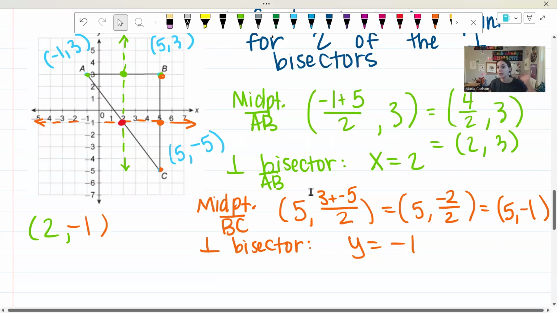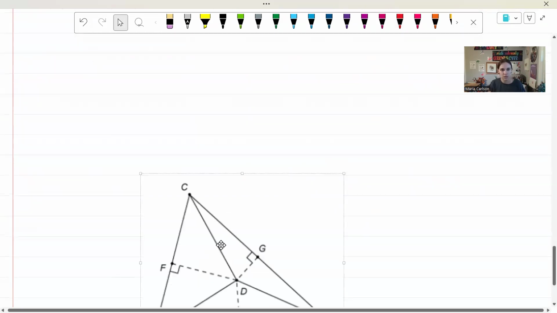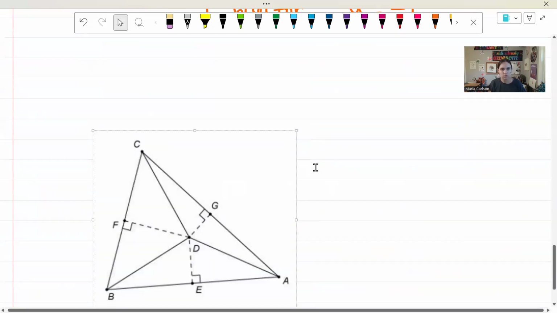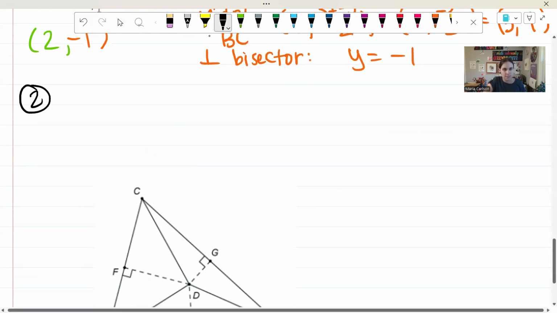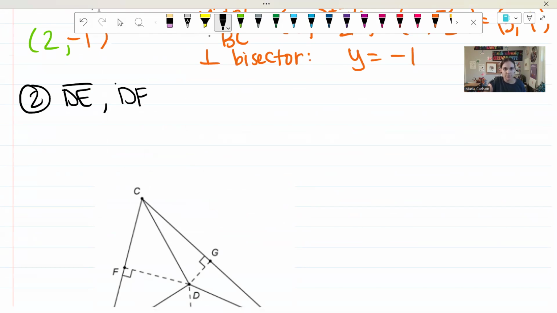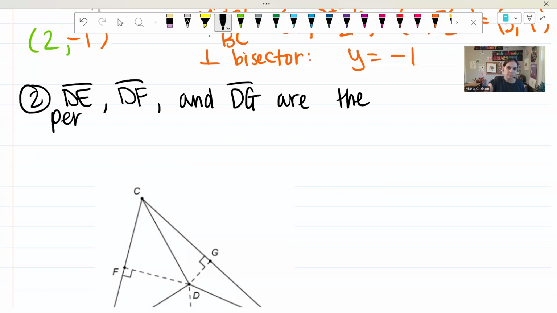I want to do one more example that's not in the coordinate plane. So, oh, this image got hidden. Question 2, the final example that we're going to do for this lesson. Segments DE, DF, and DG are the perpendicular bisectors in triangle ABC.